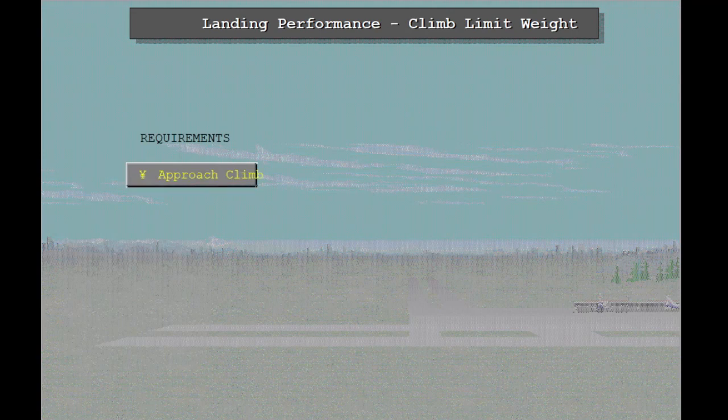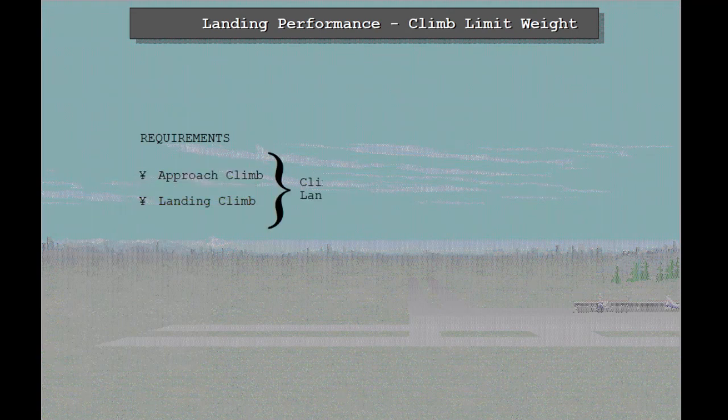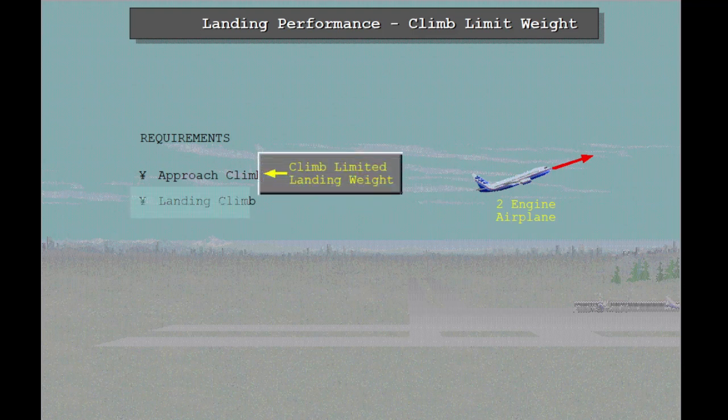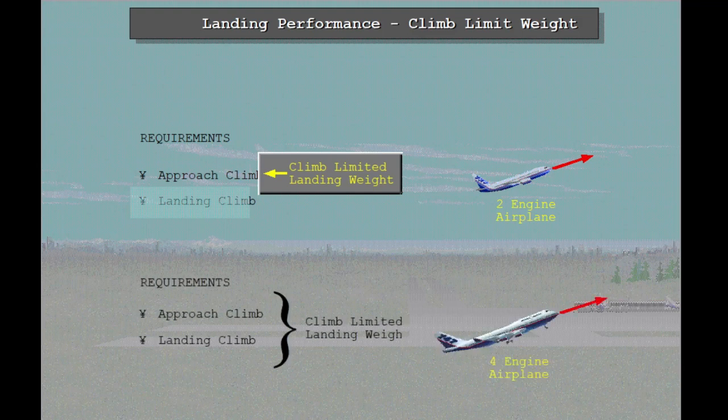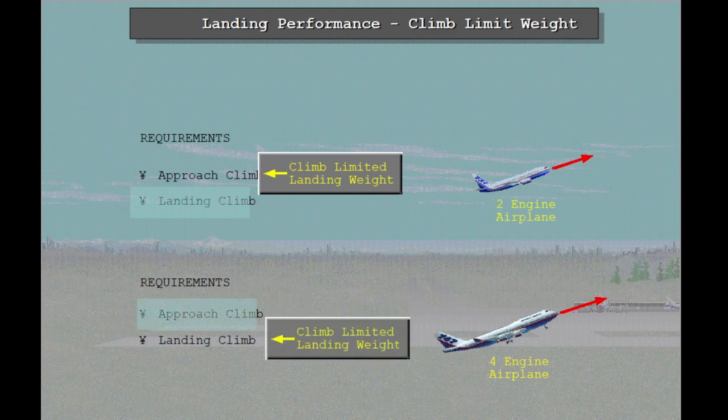The most limiting of the approach and landing climb requirements defines the climb limited landing weight. For a 2-engine airplane, approach climb is typically the more limiting requirement, whereas for a 4-engine airplane, landing climb is typically the more limiting requirement.